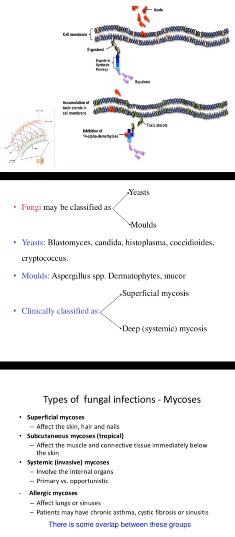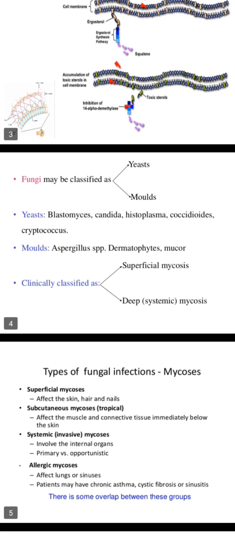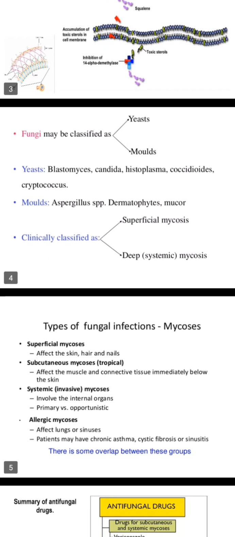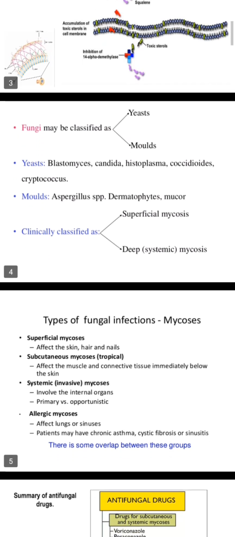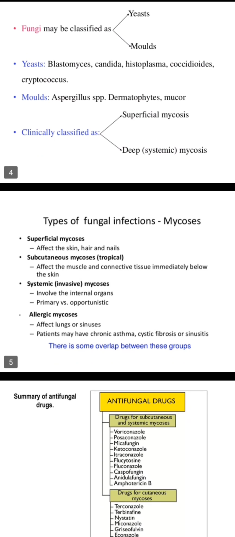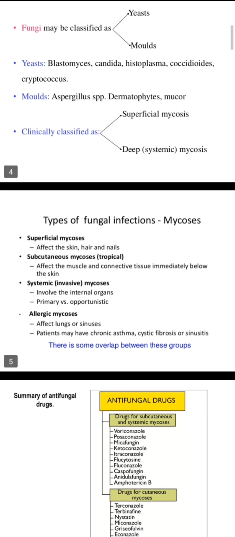As you can see, the yeasts are Blastomyces, Candida, etc., while in molds, Aspergillus species, dermatophytes, as well as Mucor. In clinical classification, these are divided into two: superficial mycosis and deep or systemic mycosis. The term mycosis refers to the infections caused by fungi. So, these are the types of fungal infections, which we also refer to as mycosis.